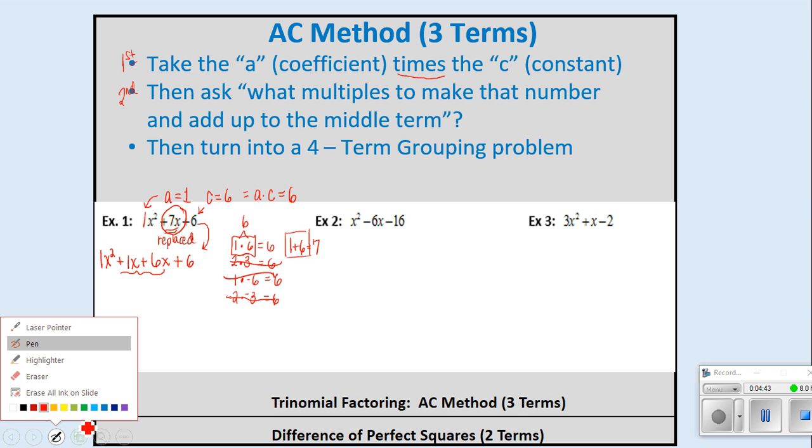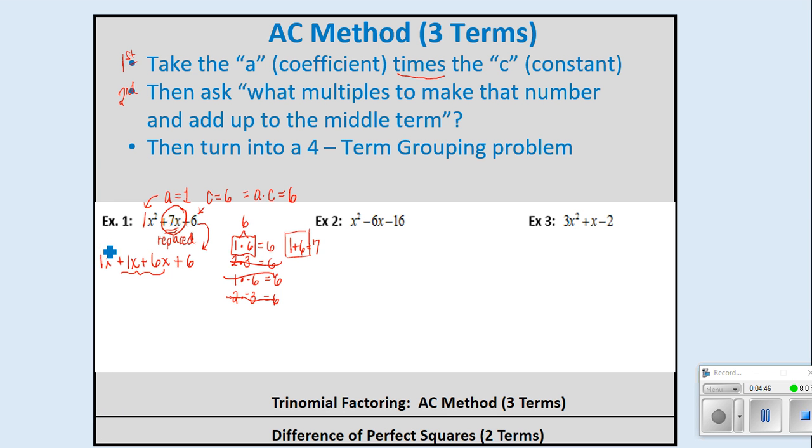Well, what do I do when I have 4 terms? I group the first 2 terms, I group the second 2 terms, and I do greatest common factoring. What does 1x squared plus x have in common? Well, they have an x in common. If I divide out an x, I'll have an x. If I divide an x out of a 1x, I'll have a 1. What does 6x and 6 have in common? They have a 6 in common. When I divide out a 6, I have an x plus 1.